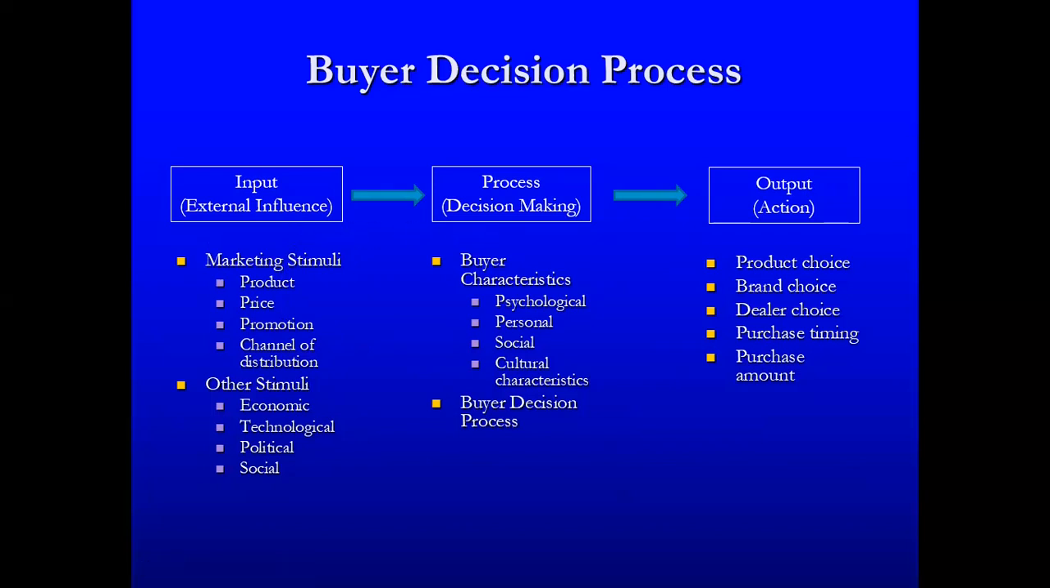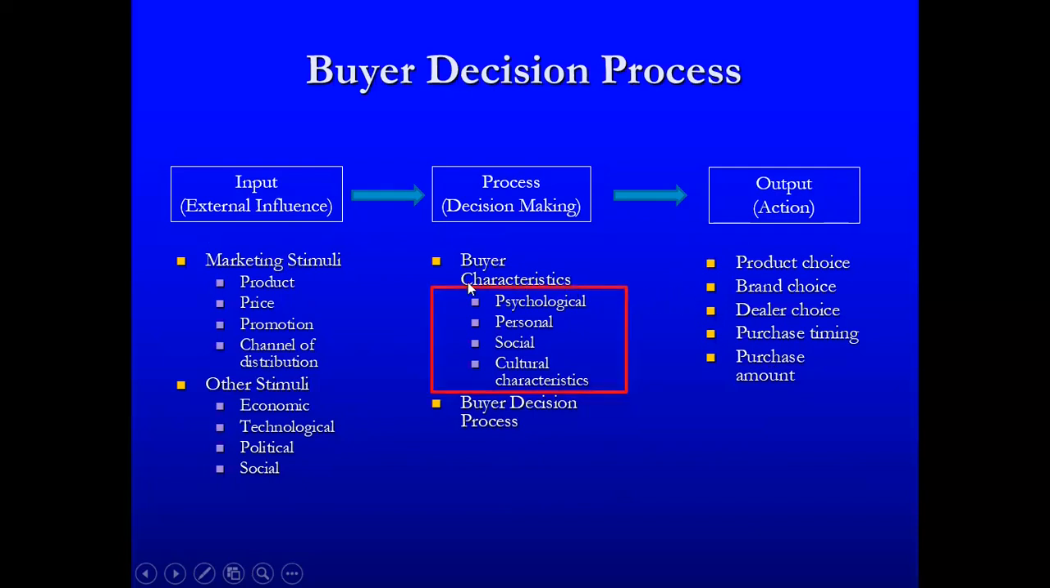Decision-making process is influenced by buyer characteristics and buyer decision process. And buyer characteristics include psychological characteristics, personal characteristics, social and cultural characteristics. The action is the choice of product, choice of brand, choice of dealer, then purchase timing and purchase amount.